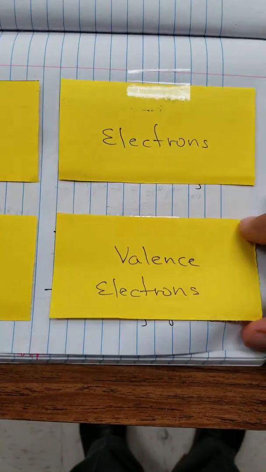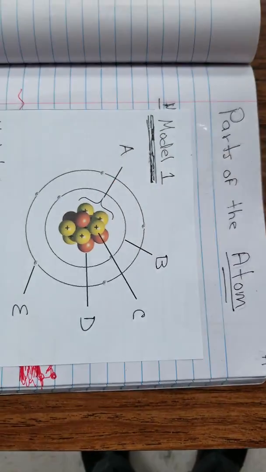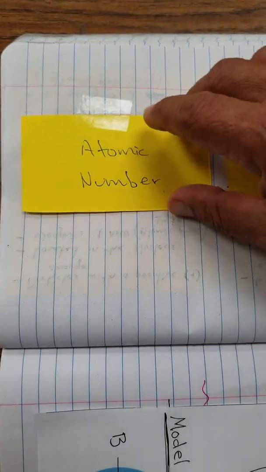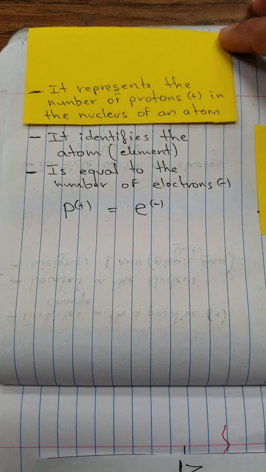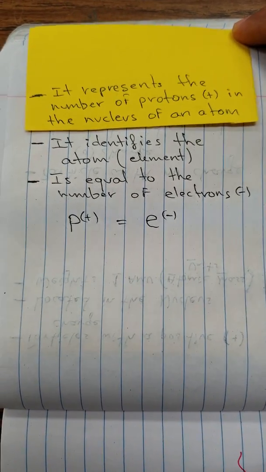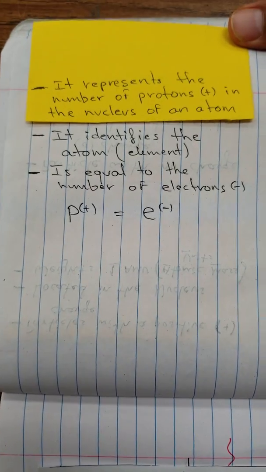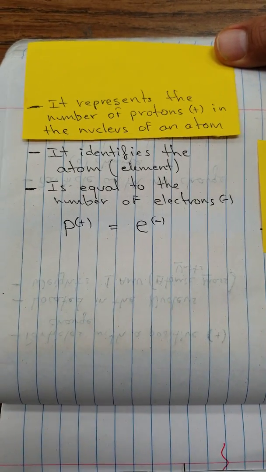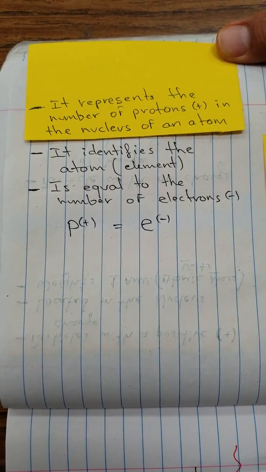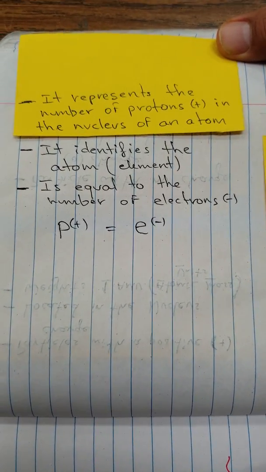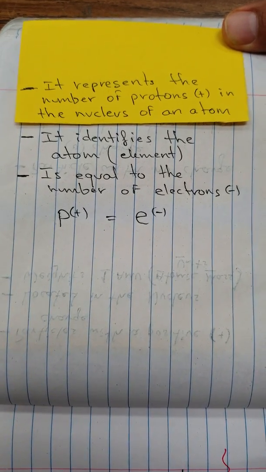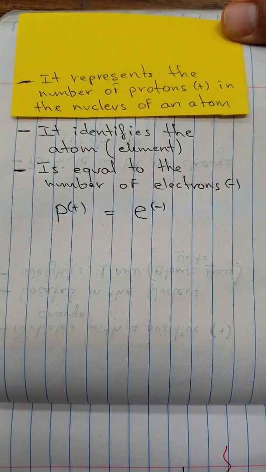All right, let's skip to another page, or the last page, which is page 78, and we have two more over here. We got the atomic number. The atomic number represents the number of protons in the nucleus of the atom. All right, so keep that in mind. That number is very important. We're going to use it a lot. It identifies the atom element. You can identify which element an atom is just by looking at the atomic number. So this is why it's very important.